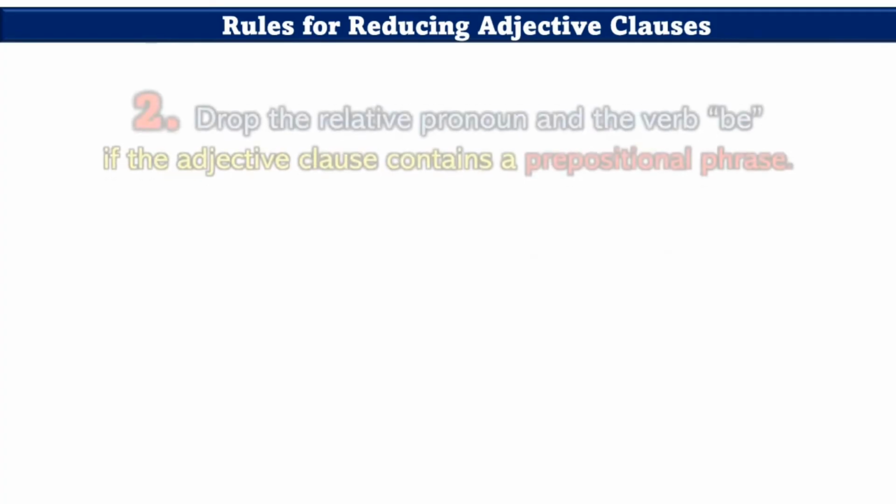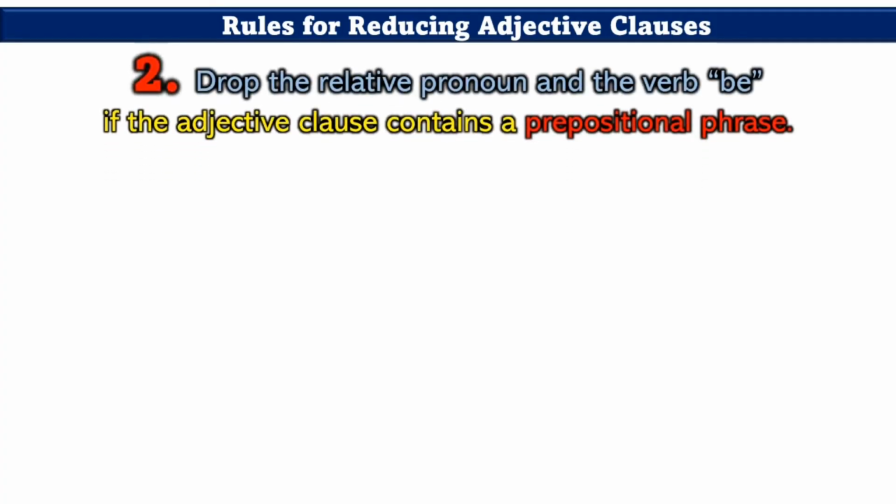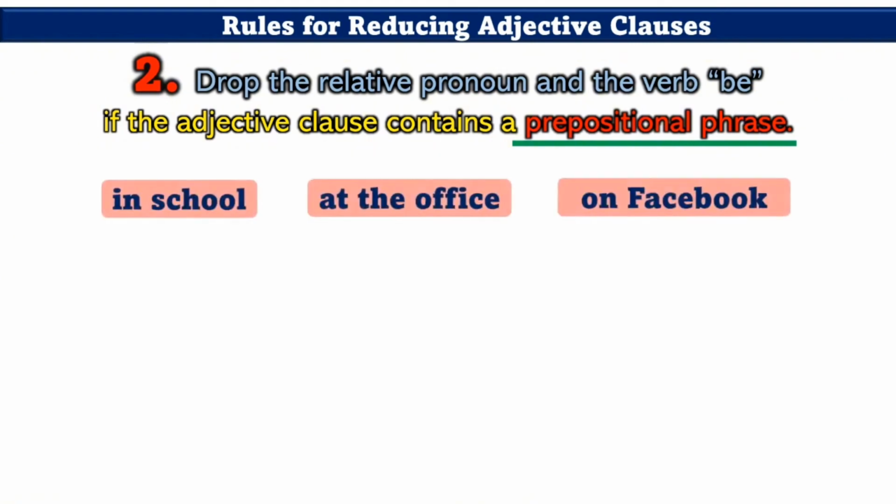We can also drop the relative pronoun and the verb be if the adjective clause contains a prepositional phrase. Quick review. Ano ba ang prepositional phrase? In the simplest explanation, ito yung mga prepositions like in, on, or at na may kasunod na noun or pronoun. For example, in school, at the office, on Facebook. According to the rule, kapag may prepositional phrase sa adjective clause, pwede na ring i-drop yung relative pronoun and be verb kagaya ng ginawa dun sa naunang slide.